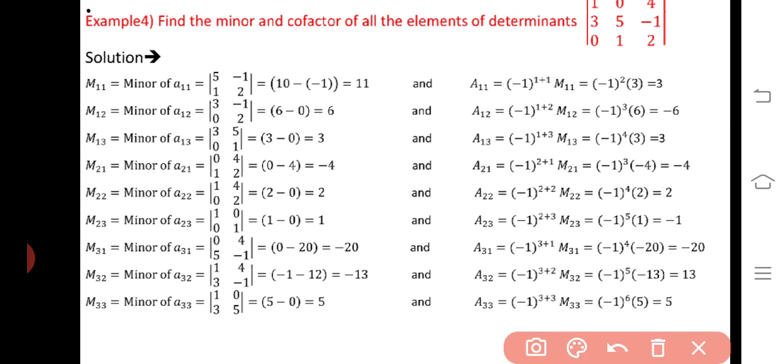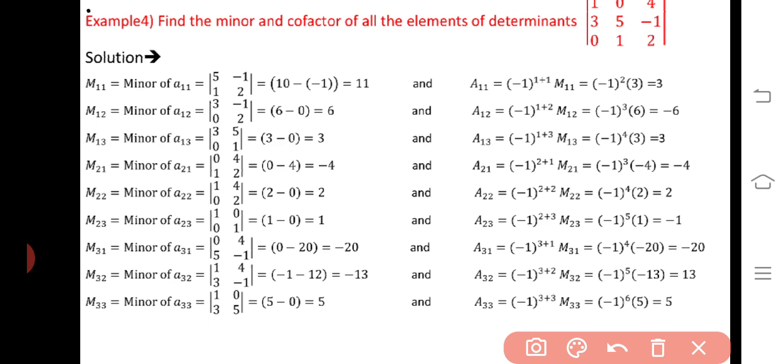Yes. Then the minor of 2, 1. You have to delete the second row, first column. What are the remaining elements? 0, 4, 1, 2. Then simplify. 0 into 2 is 0, minus 1 into 4, minus 4, we will get. 0 minus 1 into 4 minus 4 is equal to minus 4. The minor of 2, 1 is minus 4.